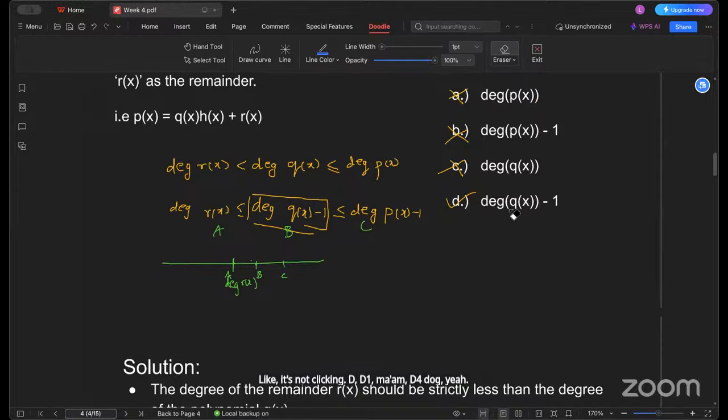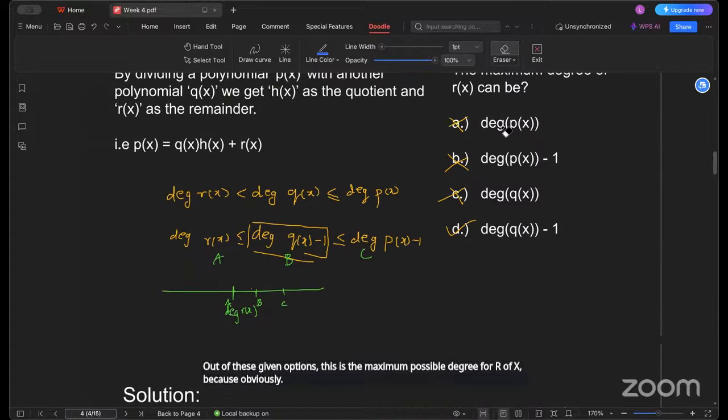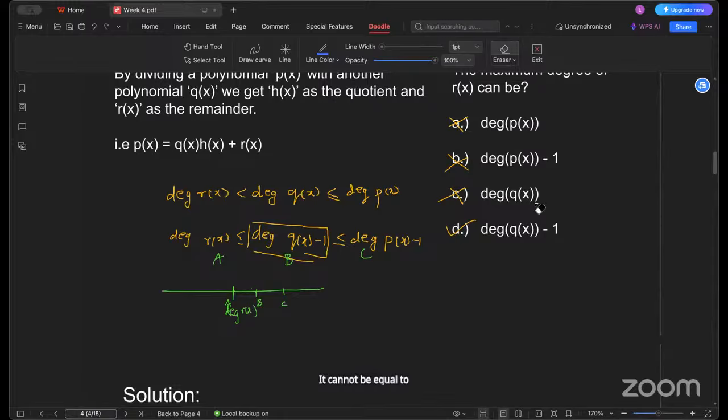Okay. So why is this the maximum degree, you are asking? Out of the given options, this is the maximum possible degree for R of x, because obviously it cannot be equal to the degree of P of x and Q of x. First, that is clear, right? Yes. Then why is it degree of Q of x minus 1?